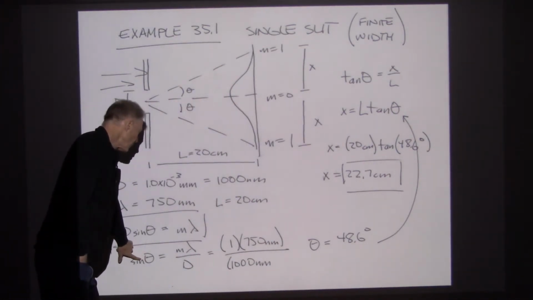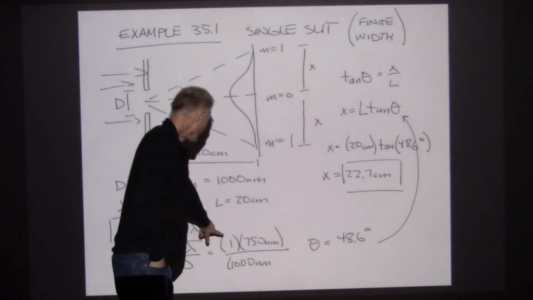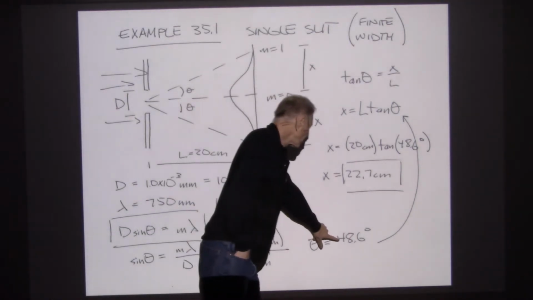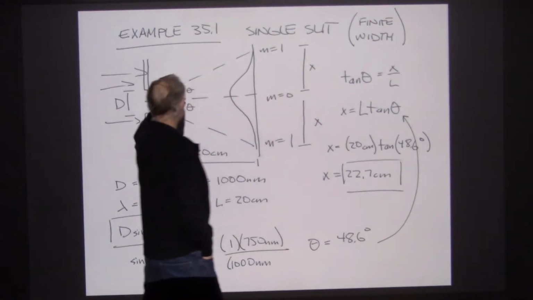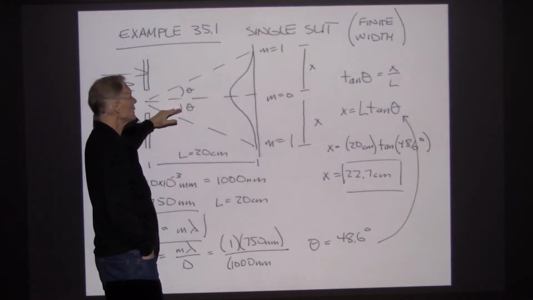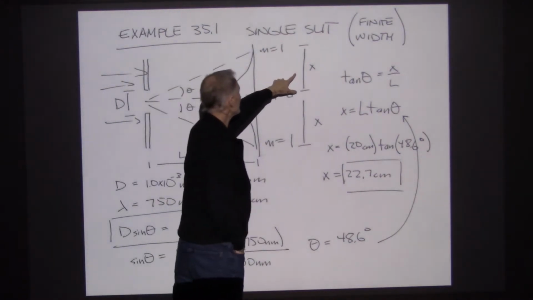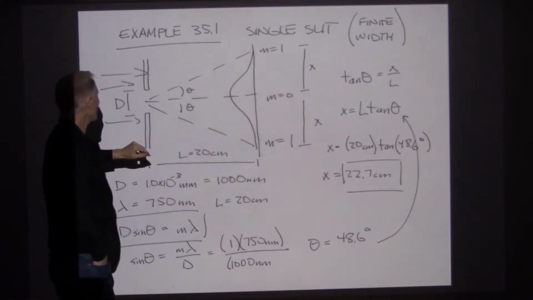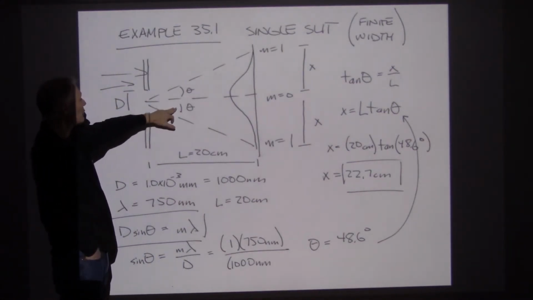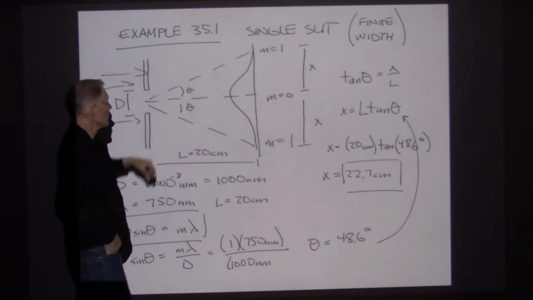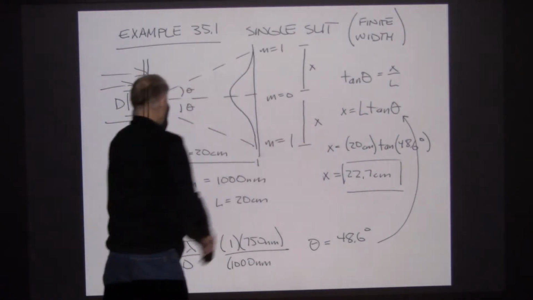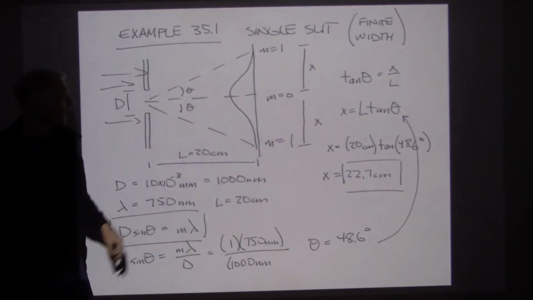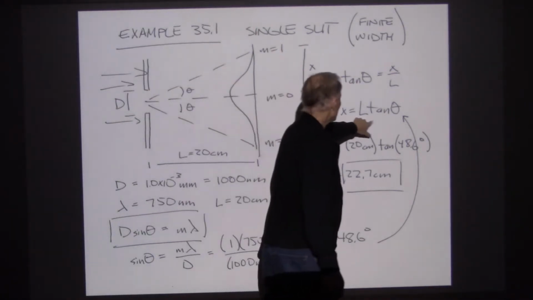And I was able to go in and solve for the angle where m is equal to 1, and that worked out to be 48.6 degrees. So we've determined what these angles are. Now what we want to do is find the x values. So we can do a little trigonometry here. If I do the tangent of theta, the tangent of theta will be x divided by L. And so that says x equals L tan theta.